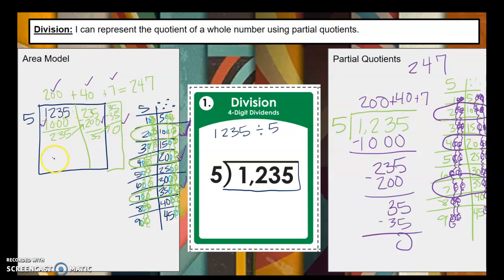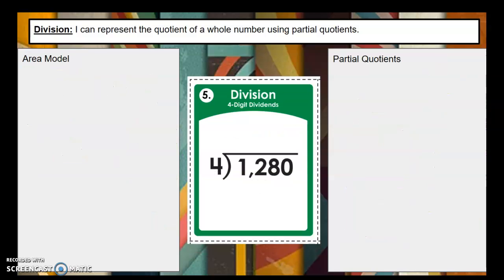So instead of moving this way on your model, you're just moving down instead of using the box. The exact same steps. So I don't want it to confuse you. I'm going to work another one using the partial quotients. If you prefer your area model right here, if you prefer how it moves that way, then stick with that. It's still partial quotient, okay? Exact same thing. Okay, one more.